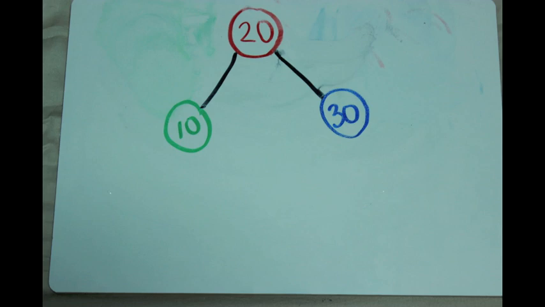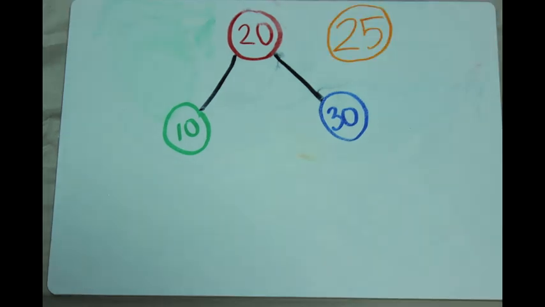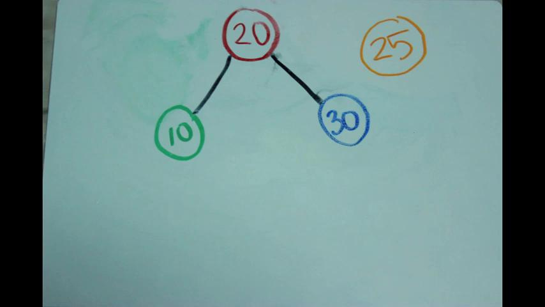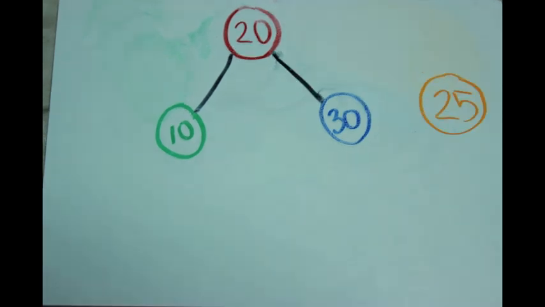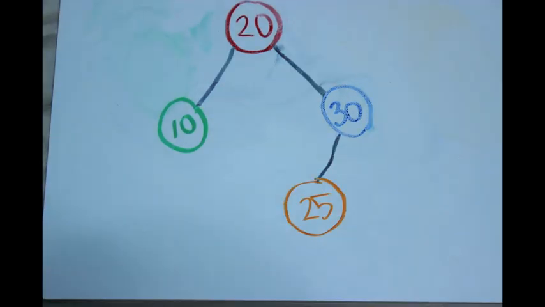Let's use the same example. Now I want to insert a node with a value of 25. First, check the root. Is the input less than or greater than the root? Since 25 is greater than 20, move down the right subtree. Next, check the root of the right subtree. Is the input less than or greater than? Since 25 is less than 30, 25 will be placed on the left subtree of the node.